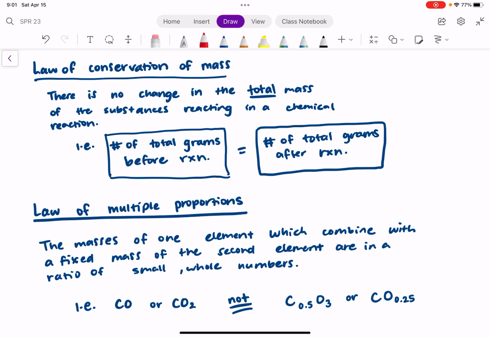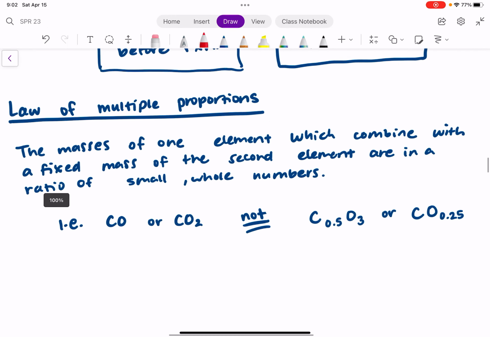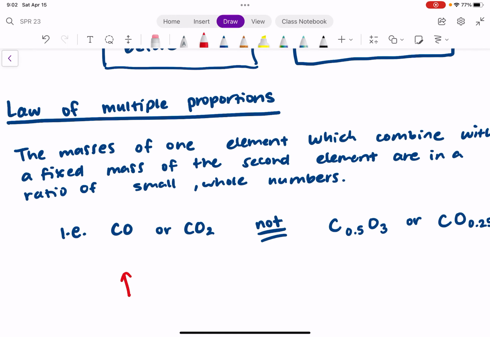And then there's also the law of multiple proportions, which says that the masses of one element which combine with a fixed mass of the second element are in a ratio of small whole numbers. So again, what does that mean? So looking here a little closer, we're familiar with these two compounds, right? That's carbon monoxide and carbon dioxide. I talked about those a little bit. Quick note, remember that these numbers that you see under the element are called subscripts, and they indicate how many of that atom you have.